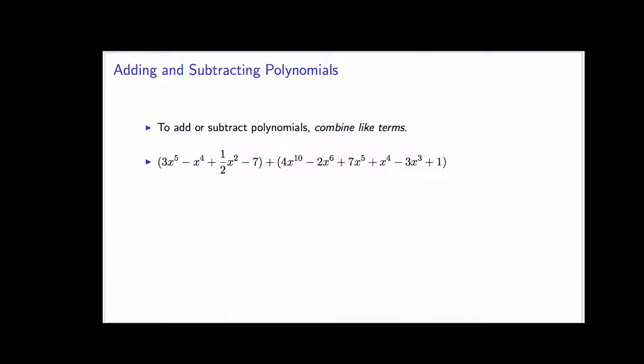The first is a degree 5 polynomial and the second is a degree 10 polynomial. So we combine the like terms across our two polynomials. For the leading term, we're going to have a 4x to the 10 from our second polynomial. There are no x to the 10 terms in the first polynomial, so nothing to combine with. Similarly, our next term will be a minus 2x to the 6th. We do not have an x to the 6th term in our first polynomial.